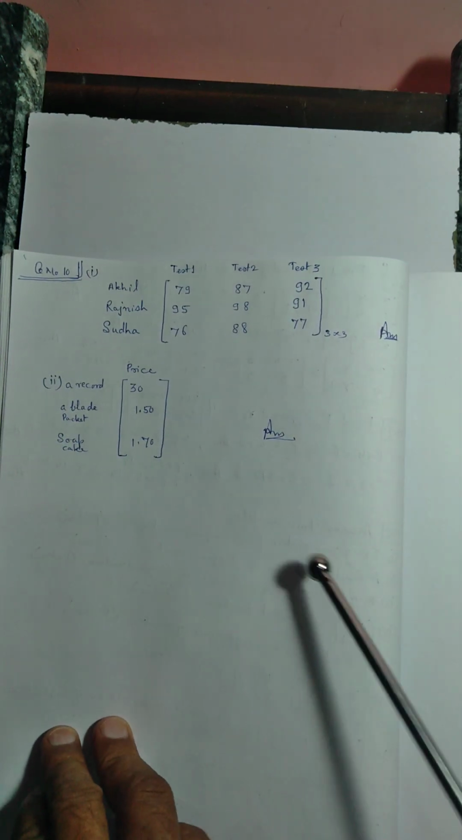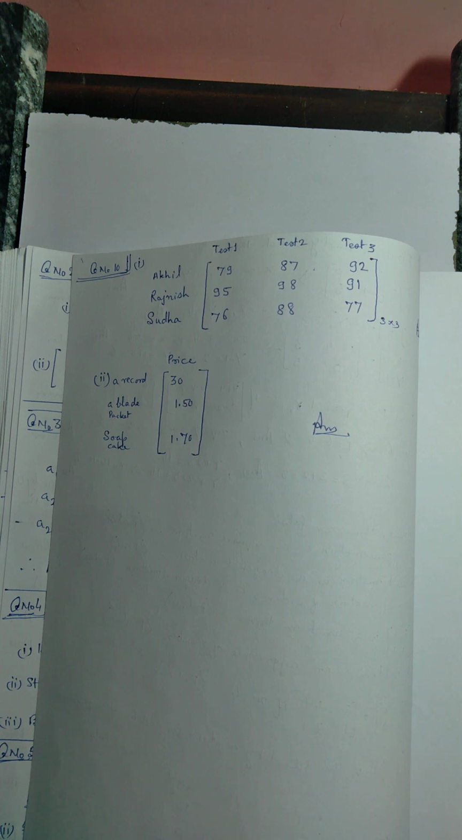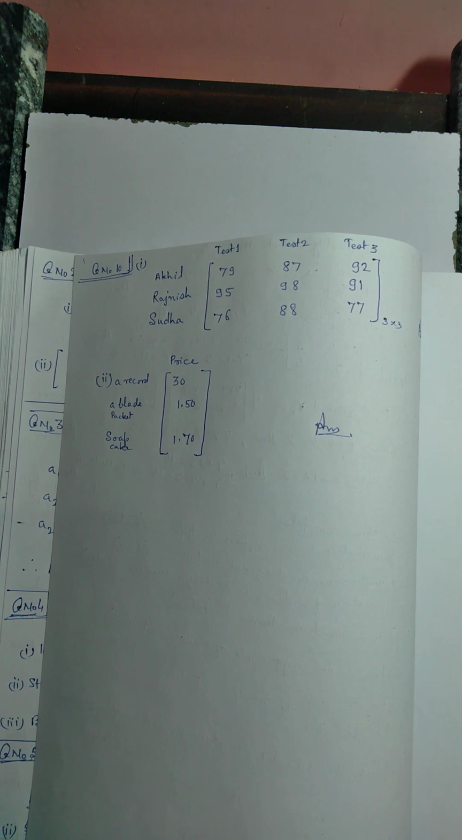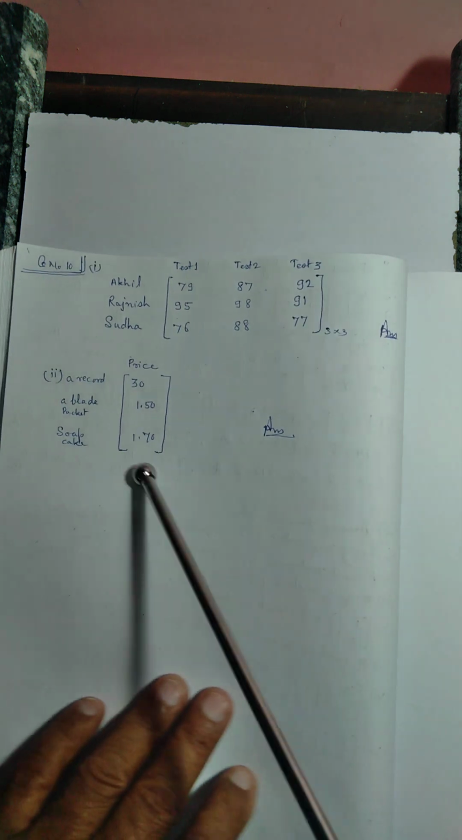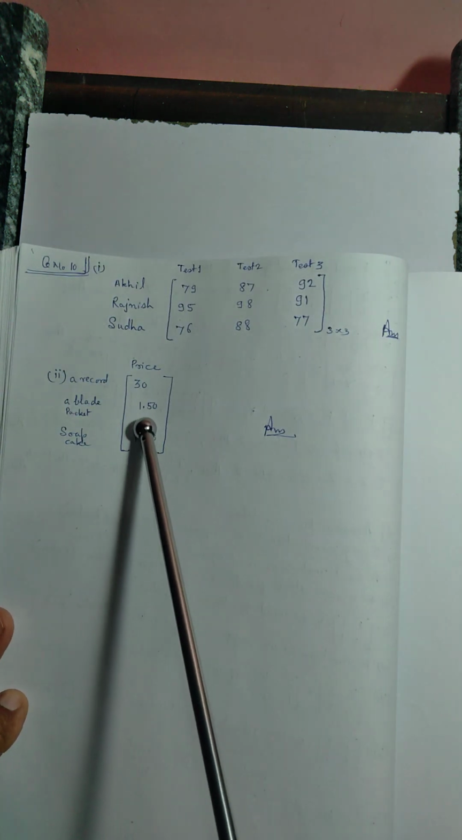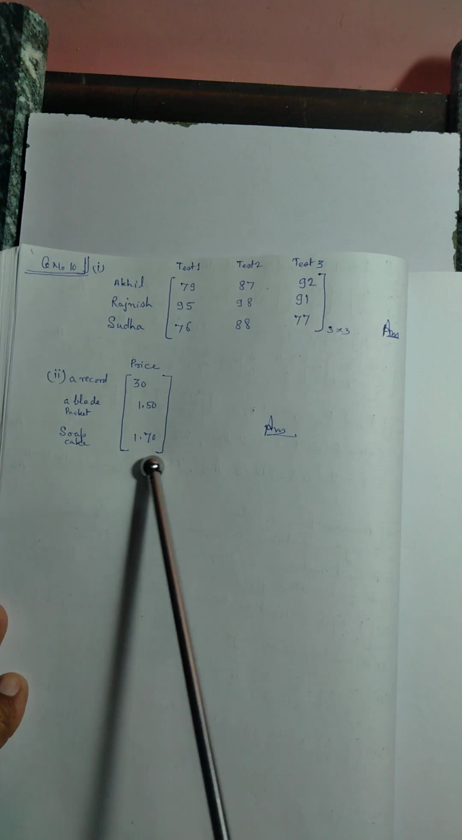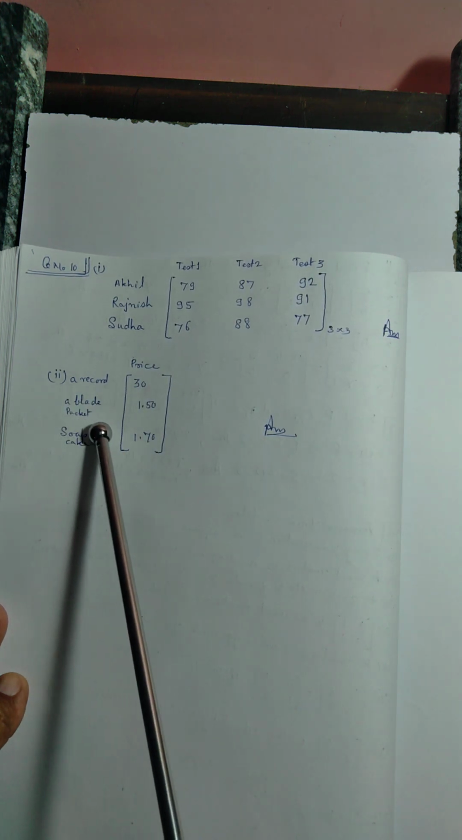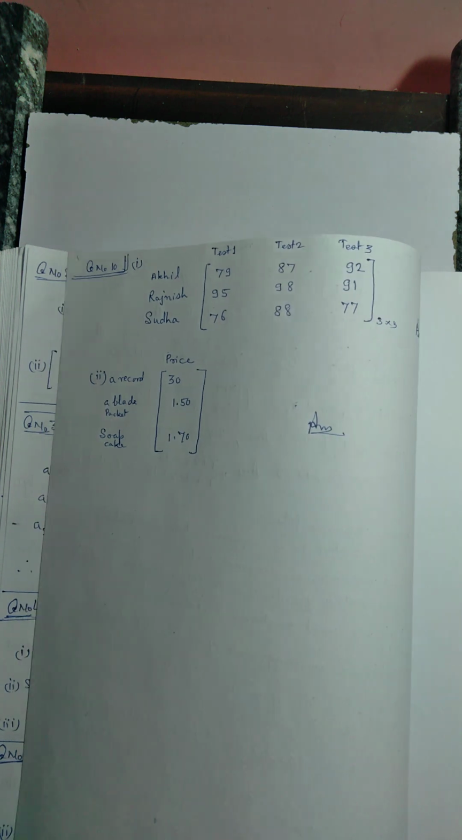Now come to the second part of it. If the price of the record is rupees 30, the blade packet is rupees 1.50 and the soap cake is rupees 1.70, display the prices as a 3 into 1 matrix. We have to display the information in 3 into 1. You see, there are 3 rows, 1, 2, 3 and 1 column. So the order is 3 into 1. Record is 30 rupees. Blade packet 1.50. Soap cake is 1.70. So this will be the answer of this question number 10.